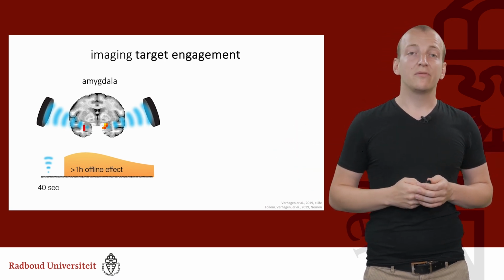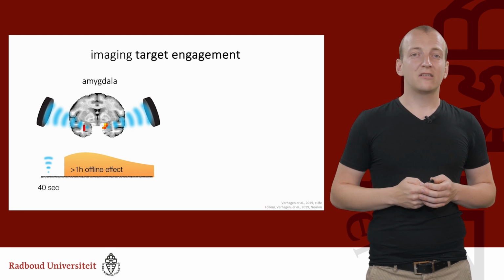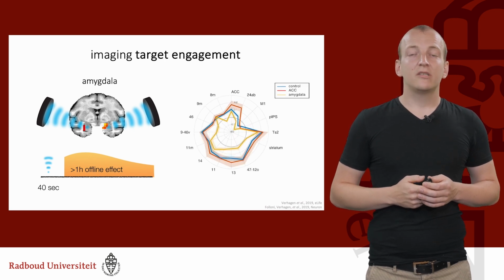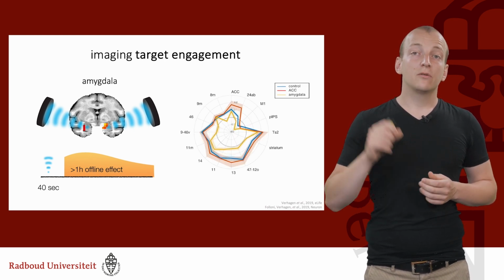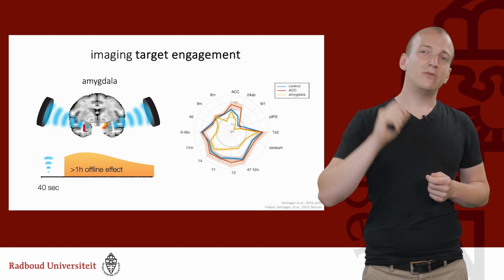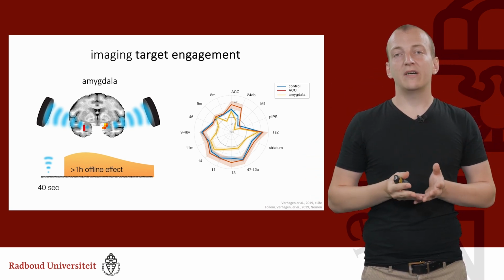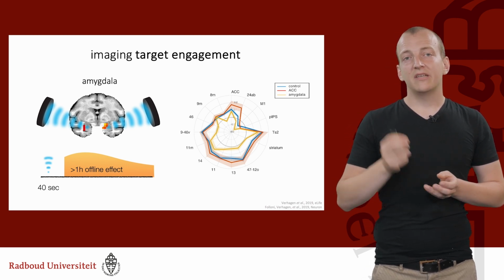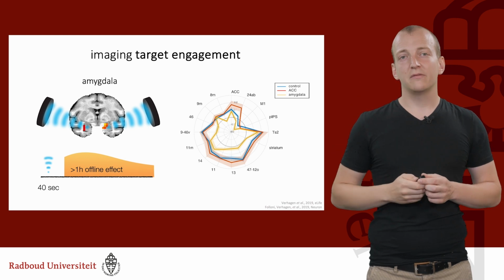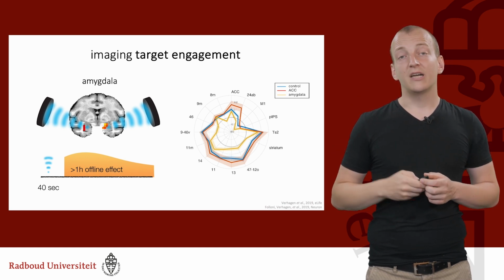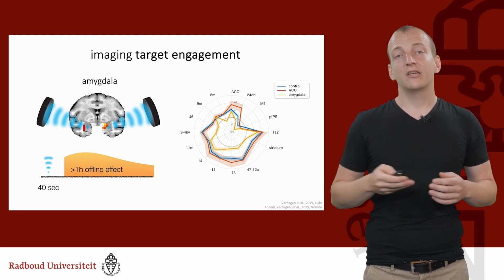So here they stimulated for 40 seconds and looked at the effects on brain activation. And what they actually observed is that for the specific brain region that they targeted, its coupling profile with the rest of the network changed. And it didn't change for other brain regions, meaning that the effects of TUS were specific for the targeted region. Again, showing target engagement.